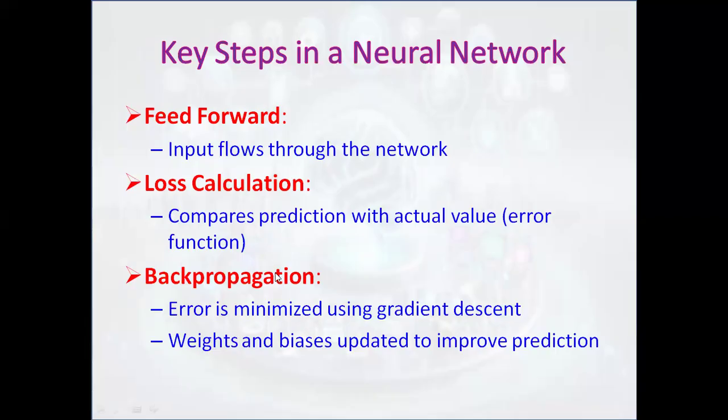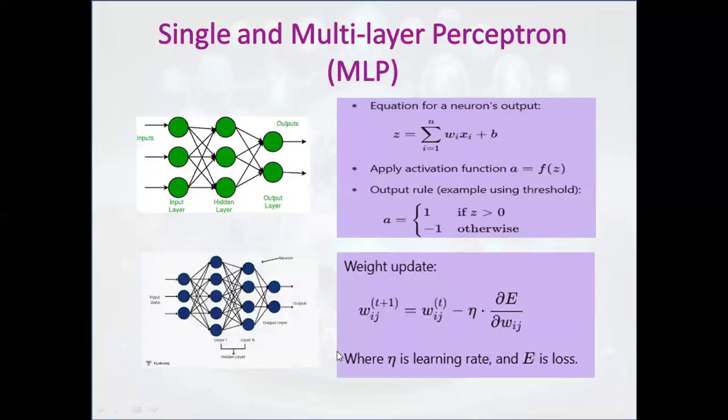Next, the back propagation method is used to minimize the error by adjusting the network's weights and biases. This is done using gradient descent, which calculates the derivative of the loss function with respect to each parameter to update them efficiently. And this is the single layer and multi-layer perceptron structures.